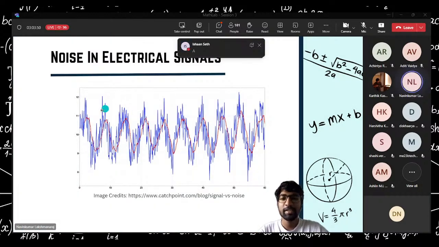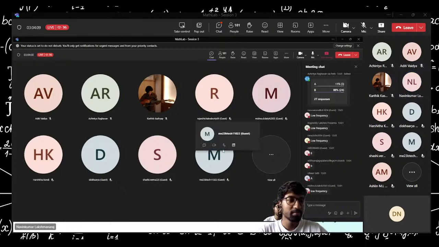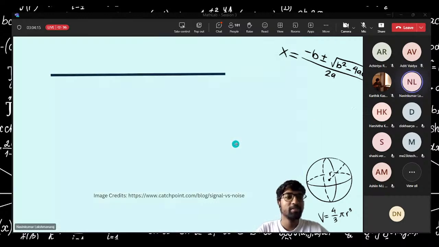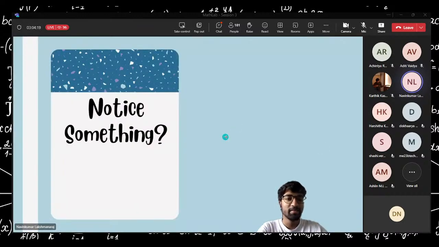So just to clarify, the blue signal is the one that's noisy, and the red one is the actual signal that you want to send. So in case you are confused about what the noise is and the actual data is, the blue signal is the noisy signal, and the red signal is the one actually containing data. All right. Unfortunately, it seems a lot of you have answered B. The actual answer is A.